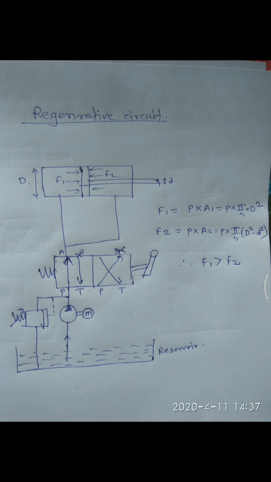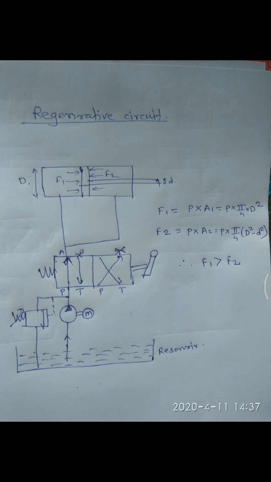All these regenerative circuits are used for speed control. So let us check whether the speed is controlled or not. The pump is pumping the fluid from P to A. Now the A side is connected to both ends, the piston end side and also the rod end side. So what will happen now? On both sides the pressure is P.